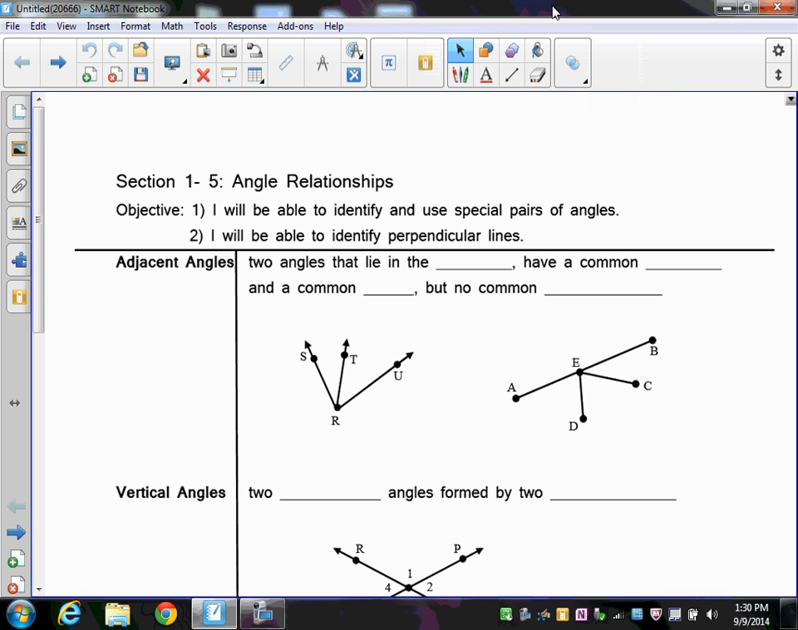Notes for the last section in Unit 1. It's Section 1.5, Angle Relationships. We're going a little bit out of order because we think this makes a little bit more sense in terms of you learning. You might remember our last section was Section 1.7.